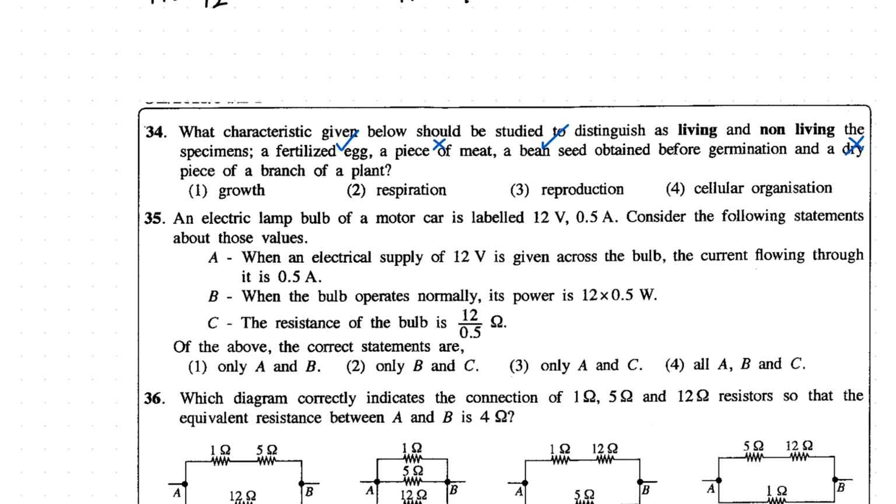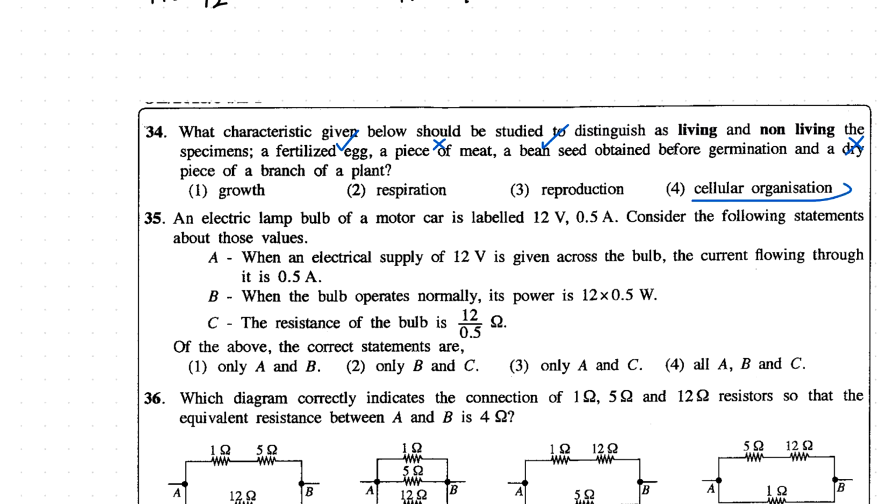Reproduction is also not very suitable. With the fertilized egg, you can't see reproduction. Reproduction means making a new generation. With either the fertilized egg or the bean seed, it's hard to see reproduction straight away. Because that is production of an entire new generation. So that is not very suitable.